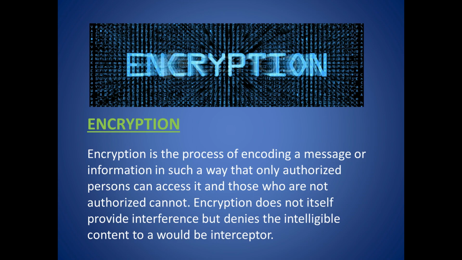Another concept which is very important, especially in the context of cryptography, is encryption. Encryption is basically the process of encoding a message or information in such a way that only authorized persons can access it, and those who are not authorized cannot. So encryption does not itself prevent interference, but denies the intelligible content to a would-be interceptor.